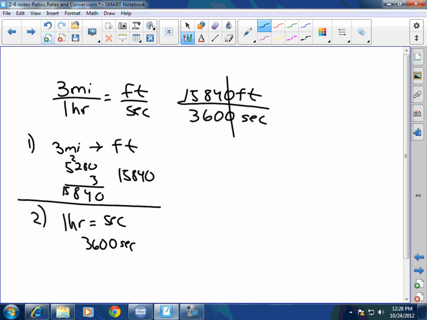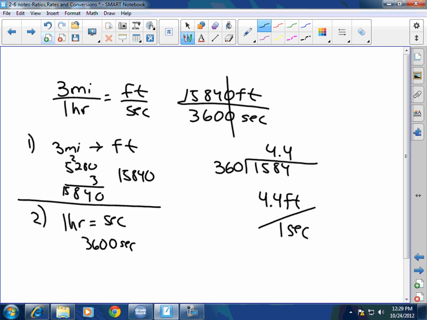Cancel out the 0, and now you divide, because I got to find a unit rate. 360 into 1584. I've only got 1 minute, so that's why I'm not going to do it out. But you have to do this one out. 1584 divided by 360 equals 4.4. So it's 4.4 feet per 1 second.